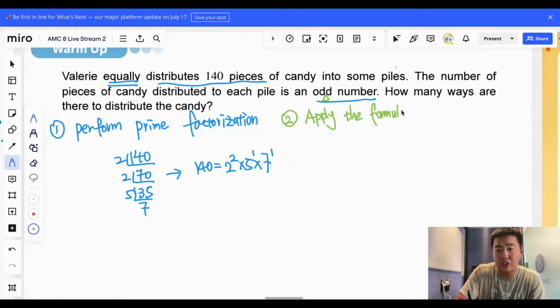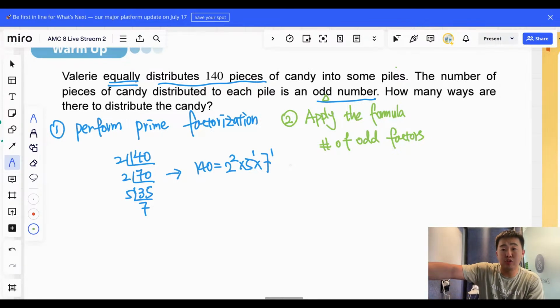And the only change we're going to make is that the number of odd factors is still adding 1 to the exponent. But in this case, exponent refers to those of odd numbers. For example, 2 to the second power. Is 2 an odd number? No. So we are not going to use 2 as the power from an even number. We only care about odd numbers.